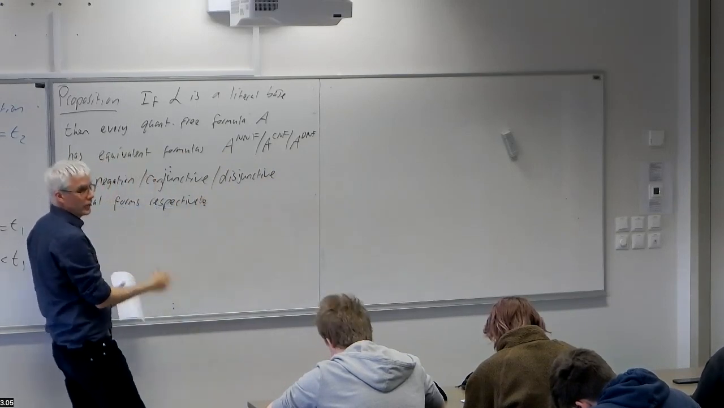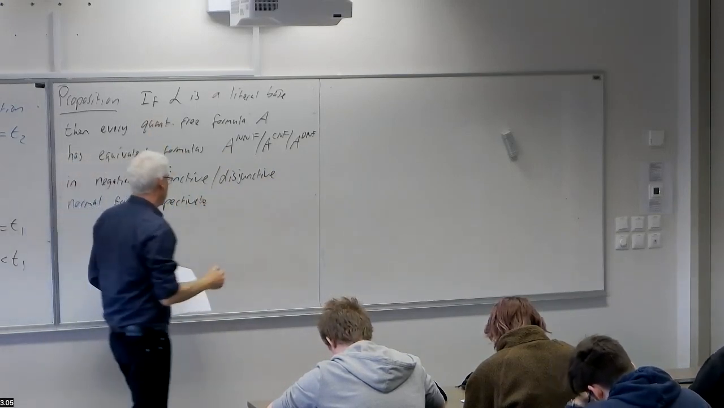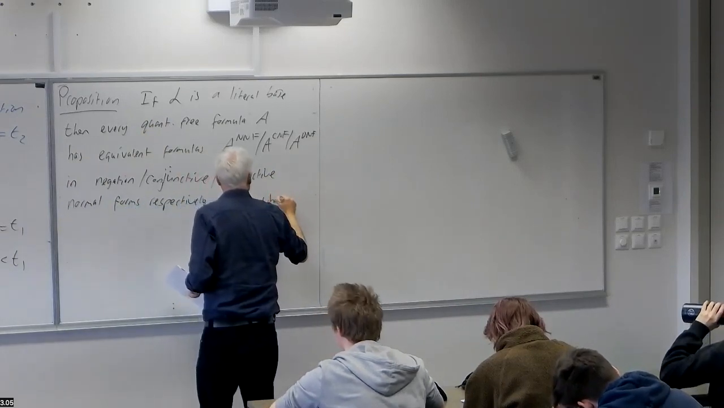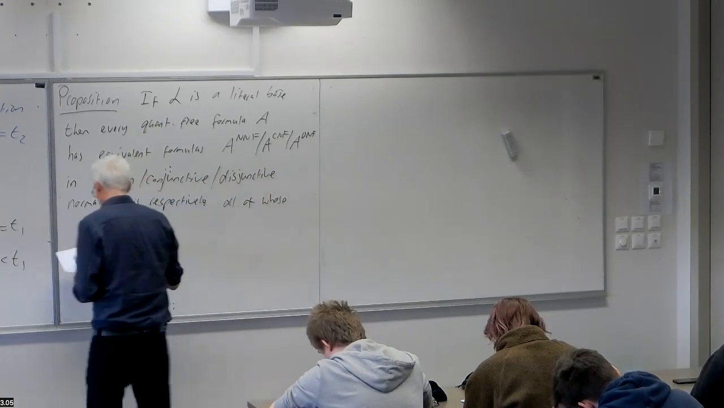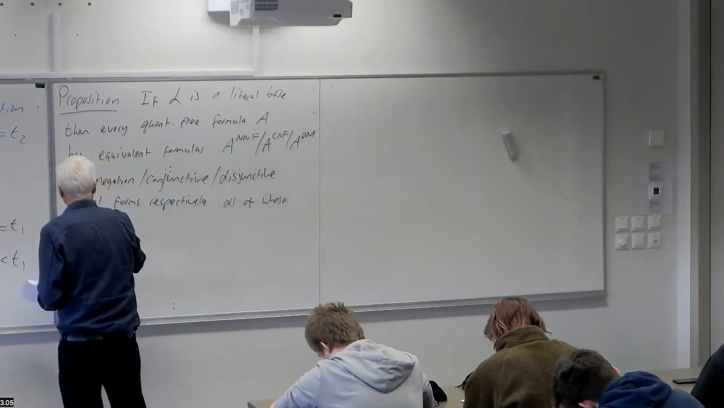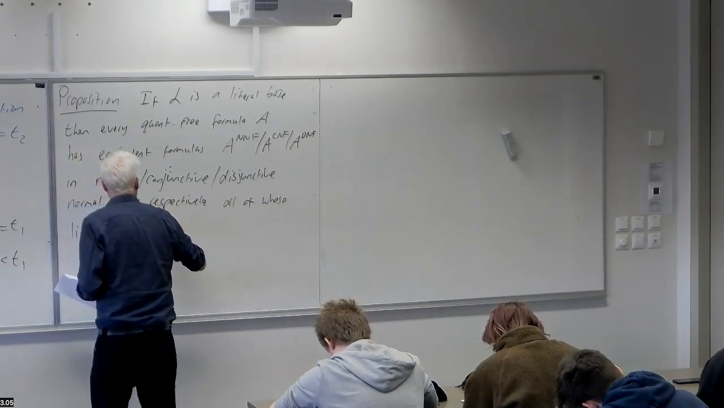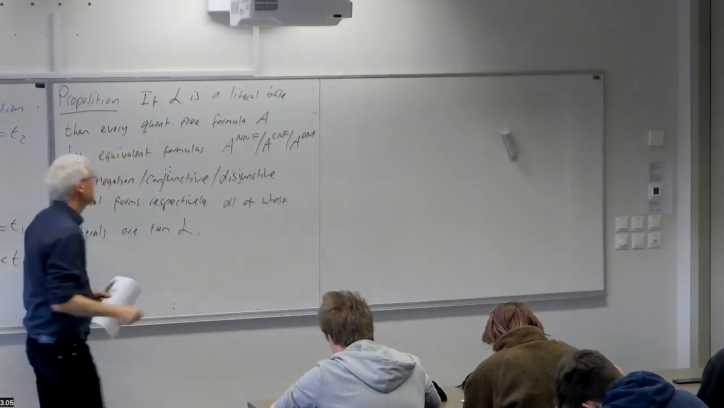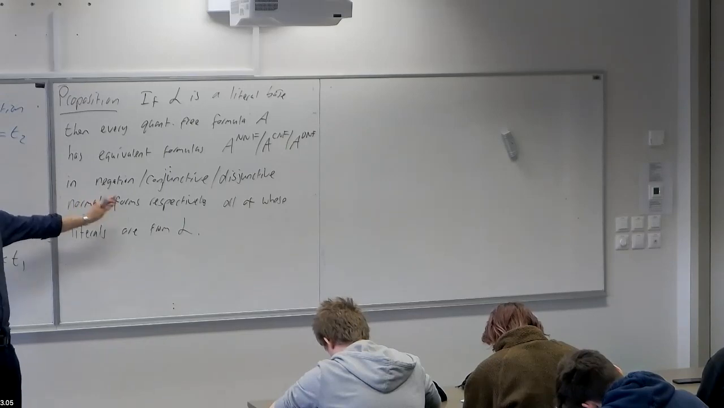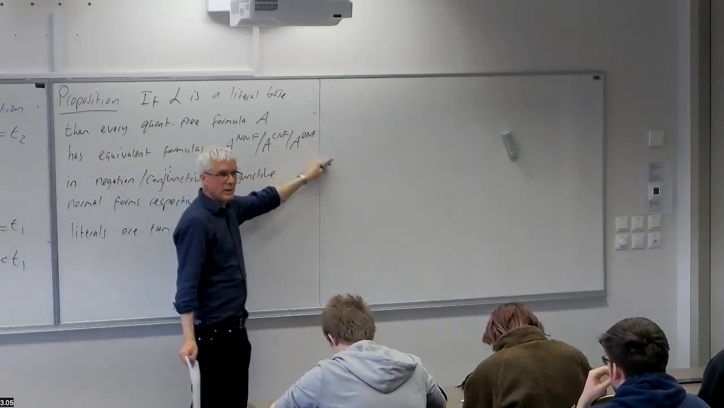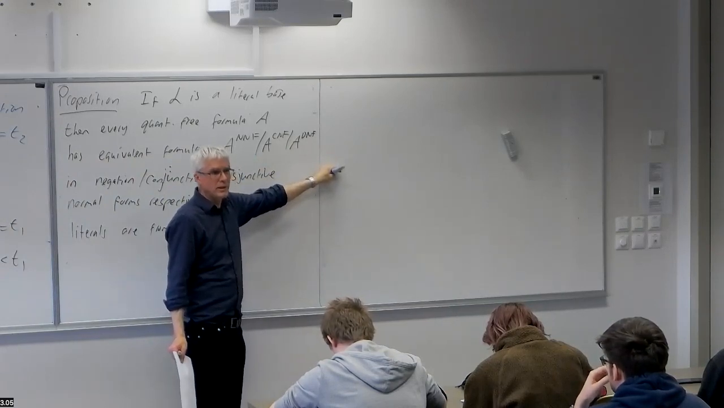All of whose literals are taken from the set L, all of whose literals are from the literal base. And the proof is just the usual proof of negation normal form, conjunctive normal form, disjunctive normal form.